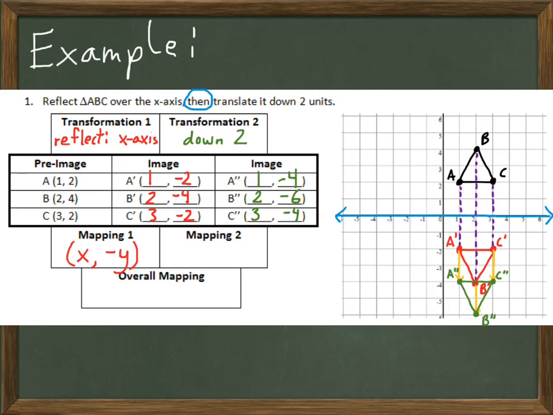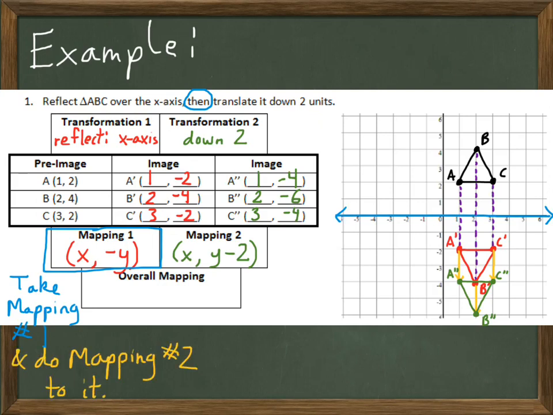What's the mapping for translating down 2? When we go down 2, notice again that the x did not change, but the y had 2 subtracted from it. Okay, so we have the mapping x and y minus 2. Here's the tricky part. Let's come up with the overall mapping. That is, the mapping that applies all the way from the start to the finish. We're going to take mapping number 1, and then we're going to do mapping number 2 to it.